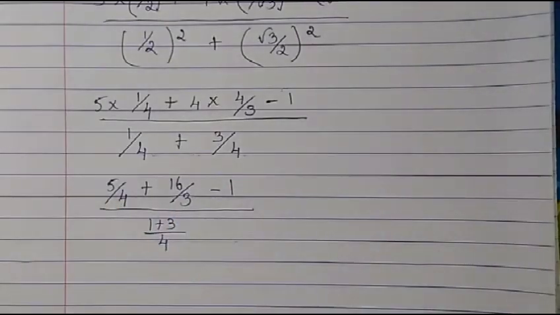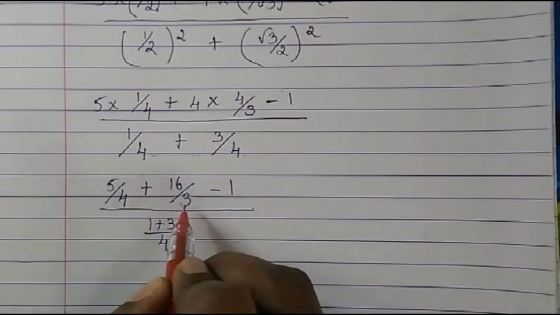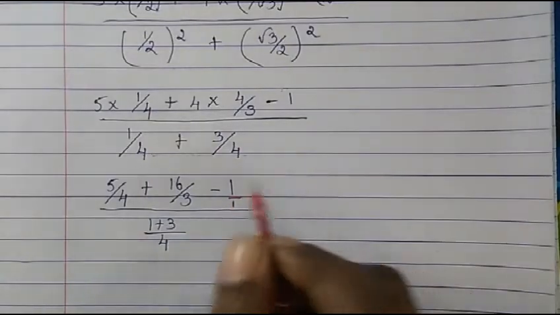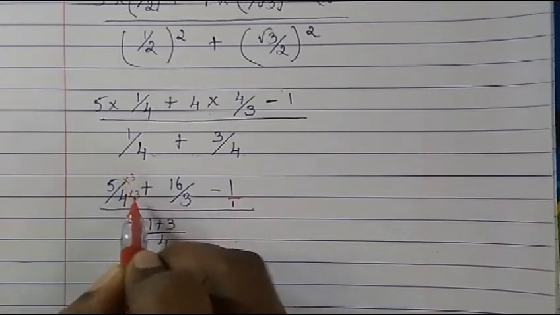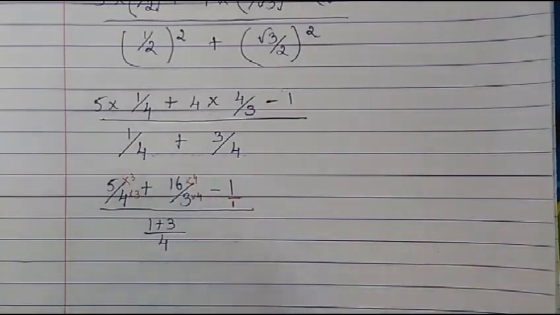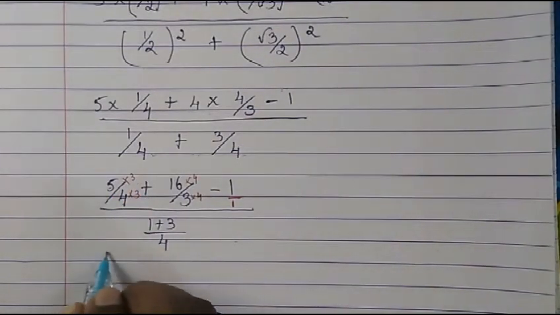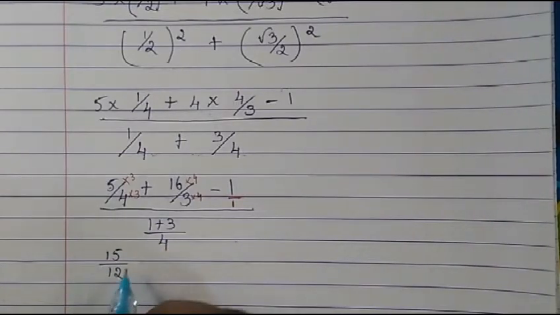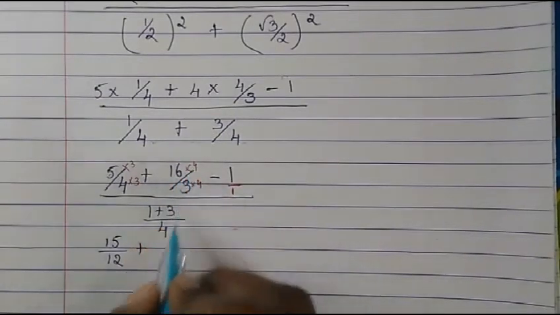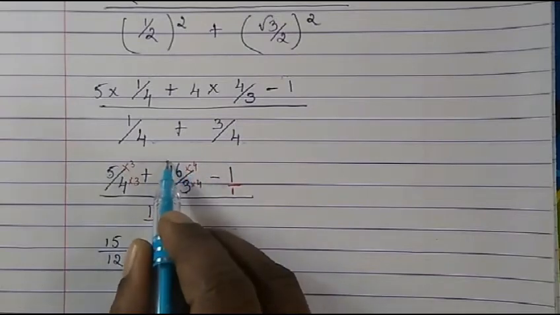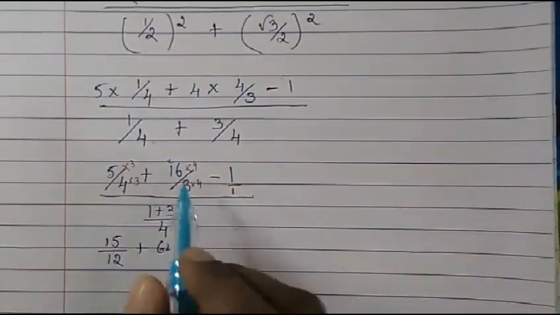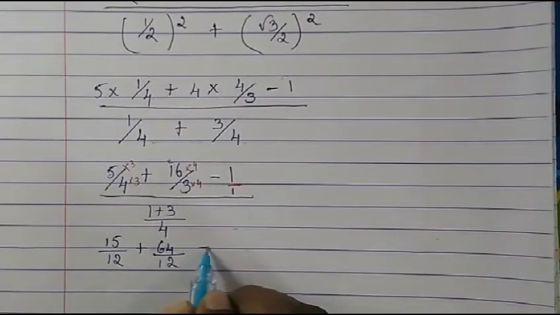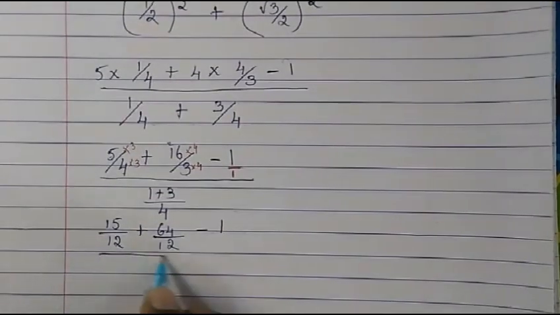Now look at here. Here in denominator you have 4, here in denominator we have 3, and here nothing we have, so we consider that there is 1. So first this we will solve. To get the same number on both sides, with this number we will multiply both sides, and here with this number we will multiply both sides. So let's see what we are getting. 5 threes are 15, 4 threes are 12, plus 16 fours are 64, then 3 fours are 12, now minus 1 we have. Here 1 plus 3, 4 upon 4.